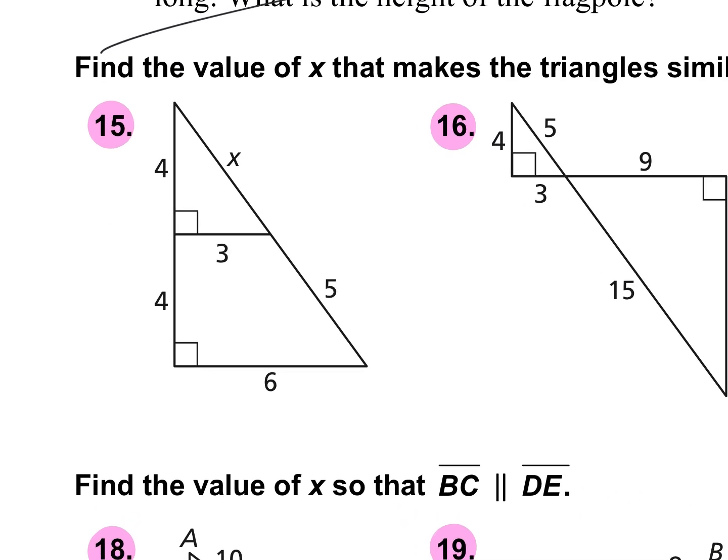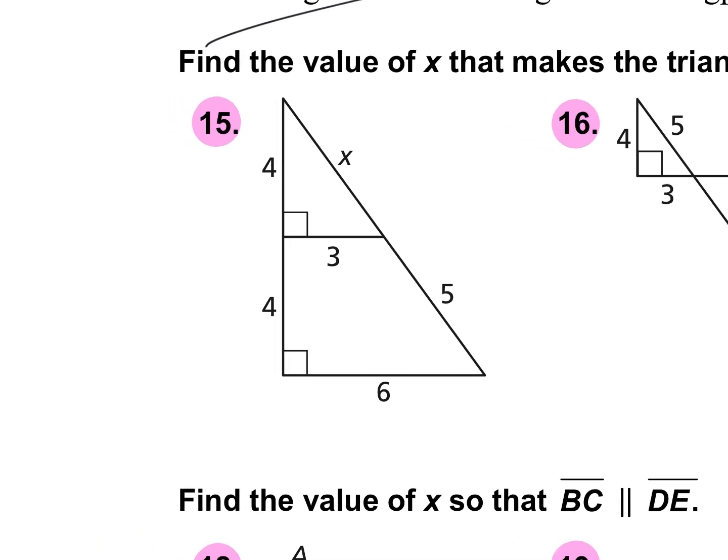15. Setting it up, I'm putting it as 4 over 4 equals x over 5. You could cross multiply. 4x equals 20, divided by 4, x equals 5. A couple of you had a question like this on your quiz.